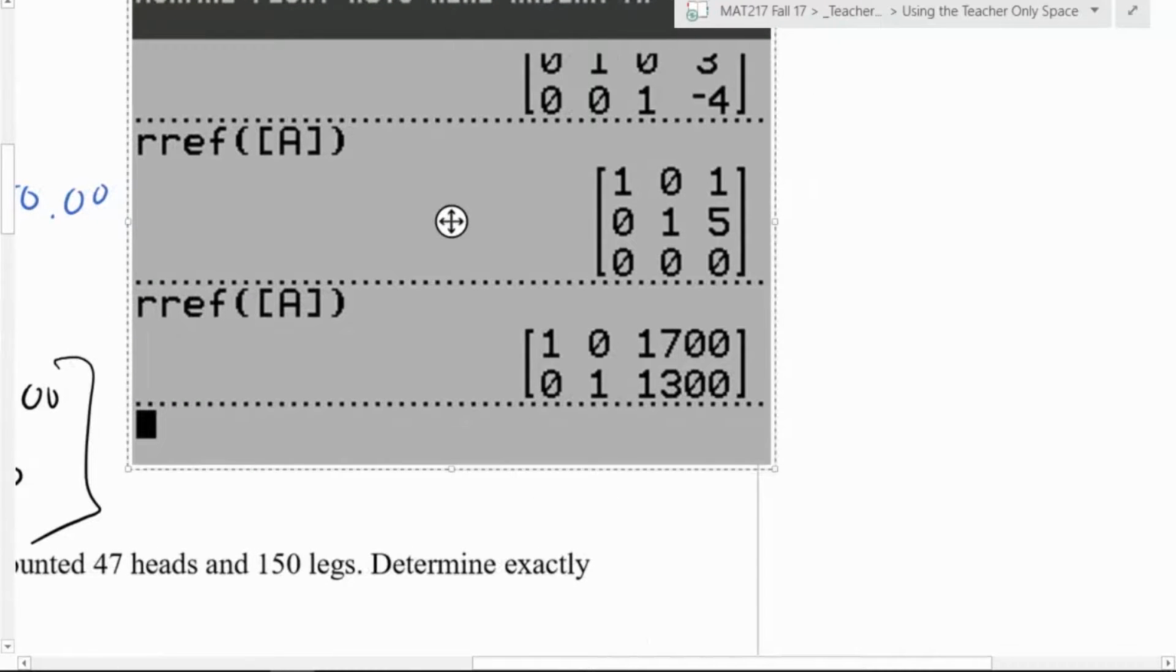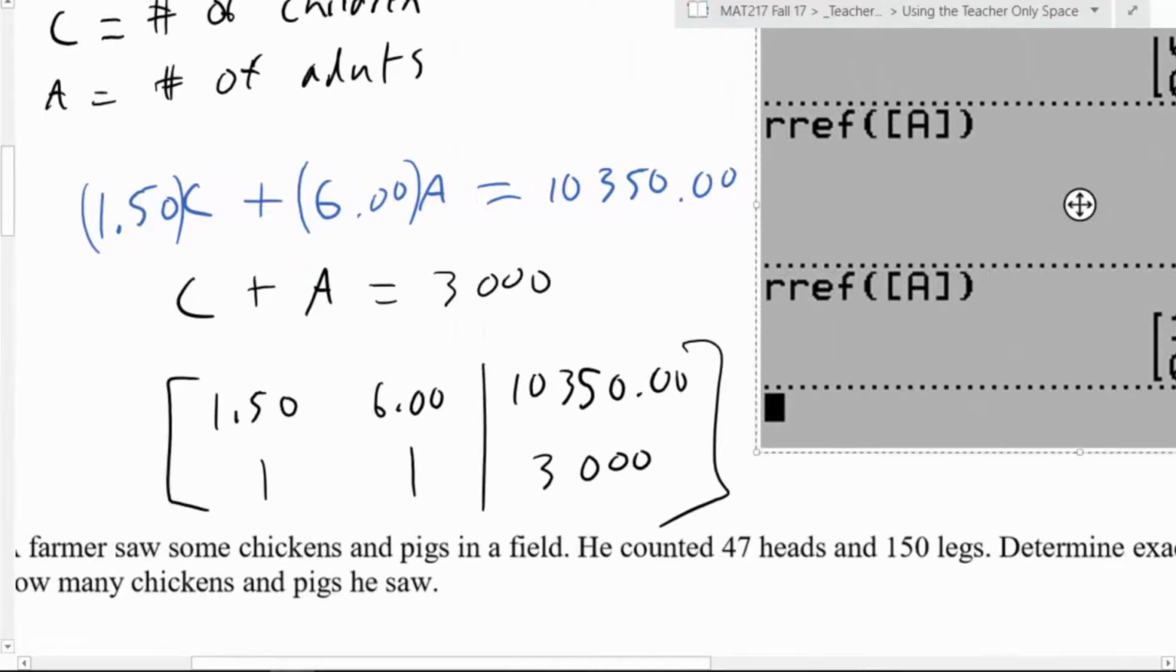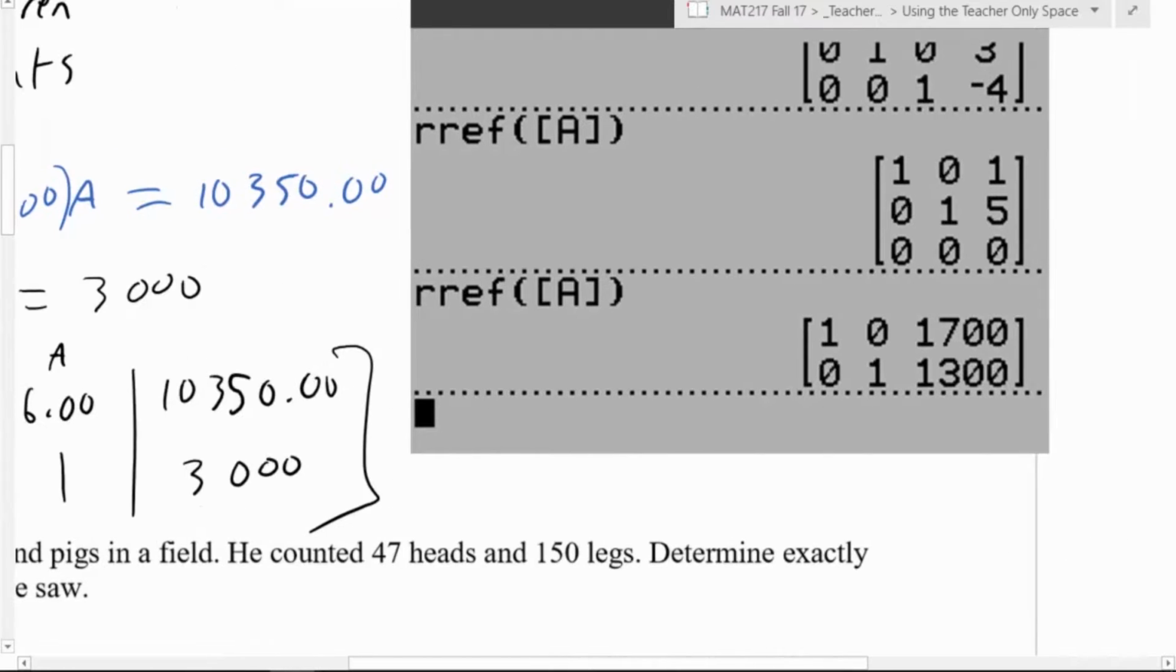So how do I read this? Well, this is telling me, now, don't forget what each column stood for. This is why sometimes it's good to label them. So the first column was C, the second column was A. So therefore, this means C equals 1,700, A equals 1,300. So there were 1,700 children and 1,300 adults.